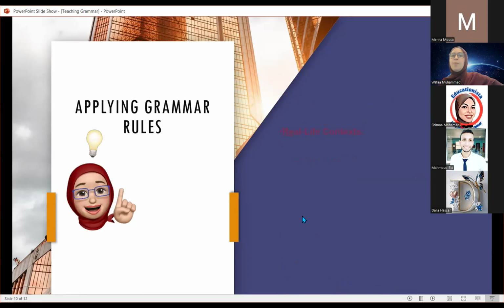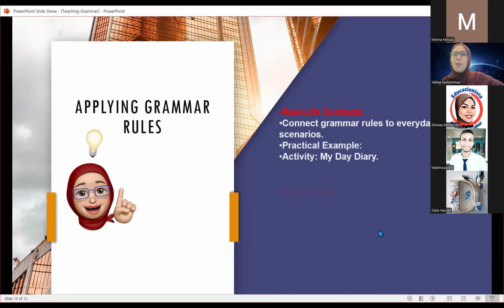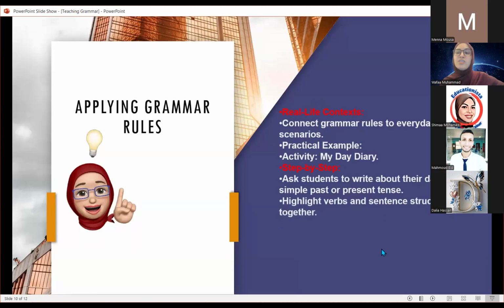Okay, so how can we apply the grammar rules? Through using real life contexts. It's essential to integrate their lives into the class. For example, you are teaching them the present simple. If you notice, most of the course books have the daily routine, right? So a practical example, my diary. Ask a student to write about their day using the simple past or the present perfect. Highlight verbs and sentence structures together. They will amaze you. Pair them so they can review with each other.